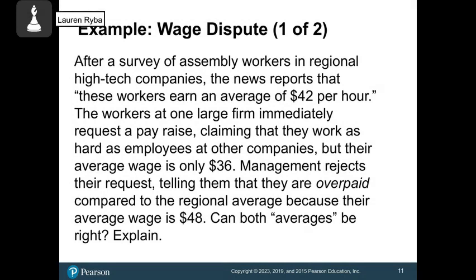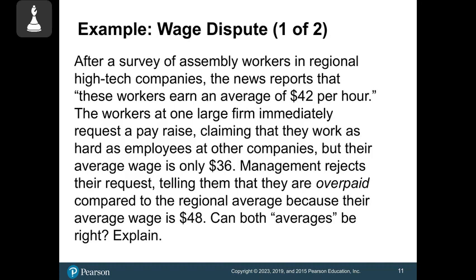After a survey of assembly workers in regional high-tech companies, the news reports that these workers earn an average of $42 per hour. The workers at one large firm immediately request a pay raise, claiming that they work as hard as employees at other companies, but their average wage is only $36.